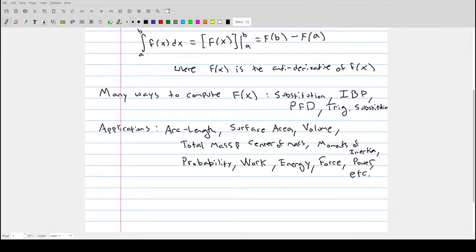And the applications really aren't limited to this list. The applications of the definite integral are, in some sense, endless. Really, any time you have a function that you can integrate, you can come up with some sort of application for the definite integral.